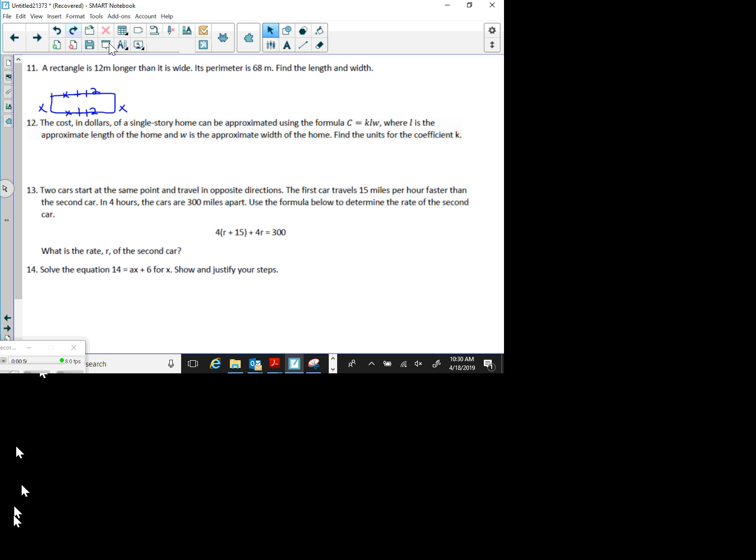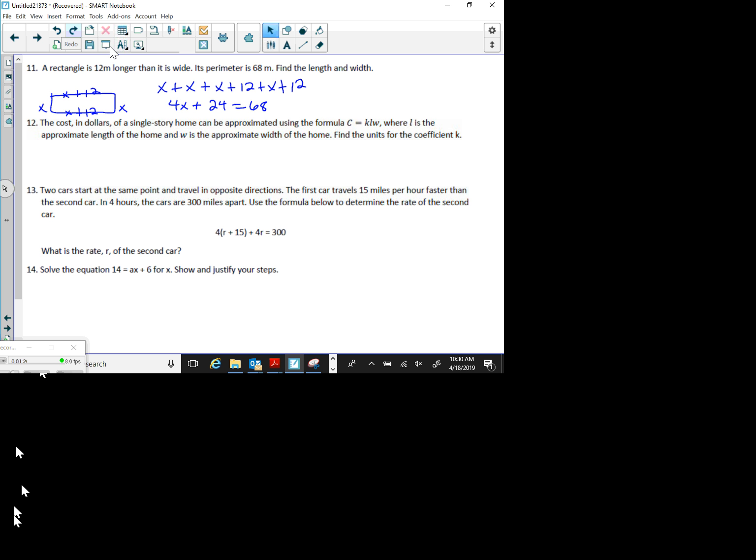It's got 4 sides. Perimeter is those 4 sides added together. So you know that X plus X, the width, plus the 2 lengths, which would be X plus 12 and X plus 12, all those added together give you 68. All right, so X plus X plus X plus X, you've got 4 of those, so that's 4X. 12 plus 12 is 24. You know the total perimeter is 68.